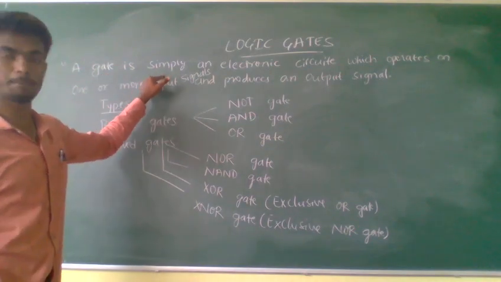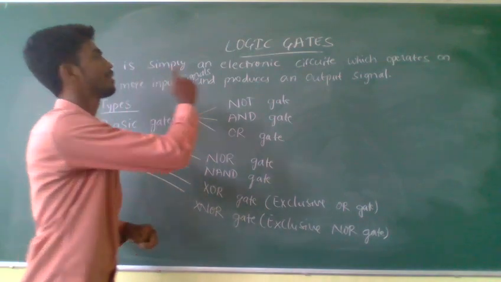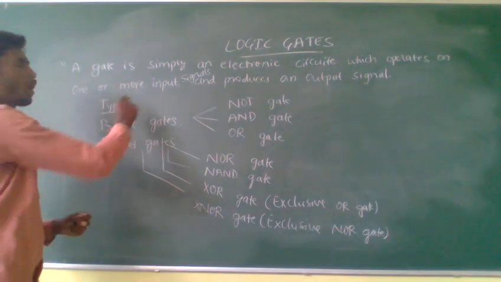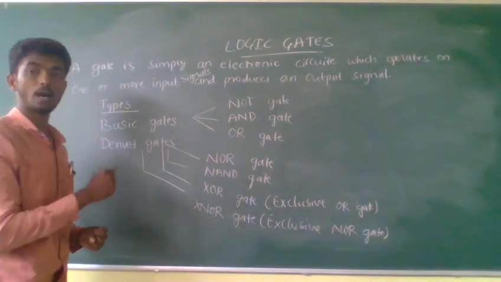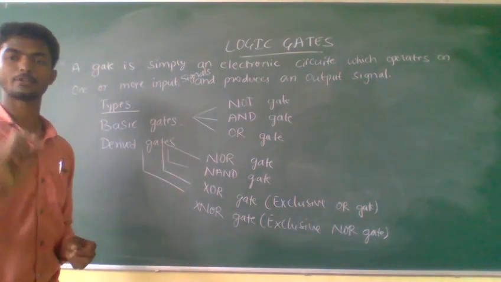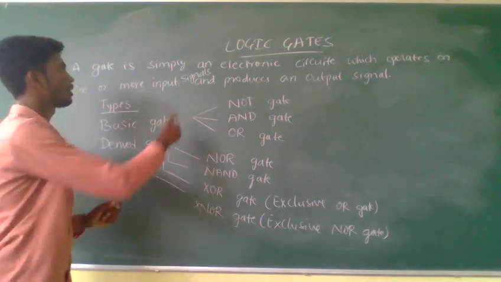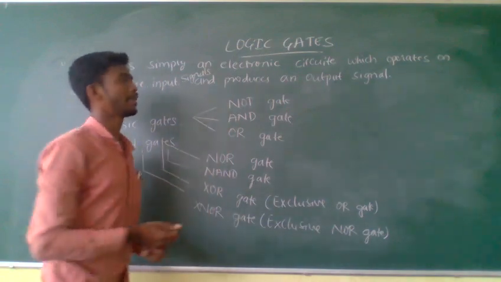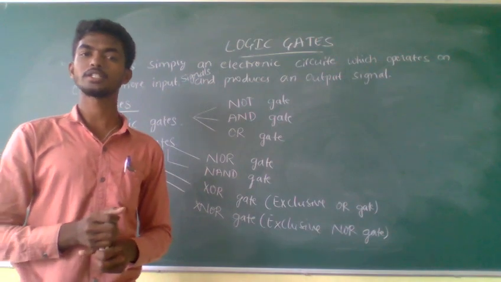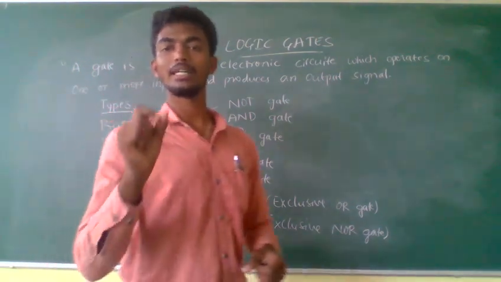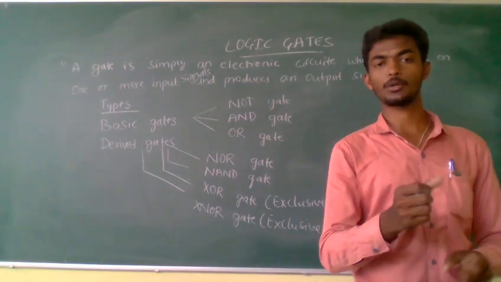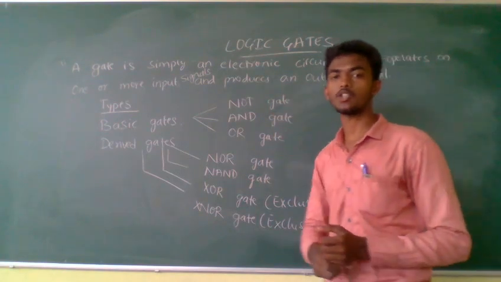A gate is simply an electronic circuit which operates on one or more input signals, that too in a binary format, 0 and 1, and produces an output signal. A gate is nothing but an electronic circuit which operates on at least one or more than one input signals and produces output signals. That is called a logical gate.